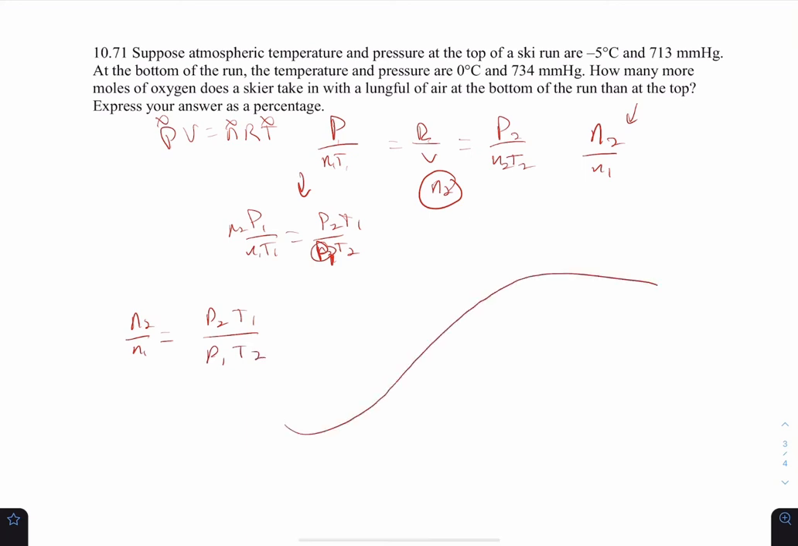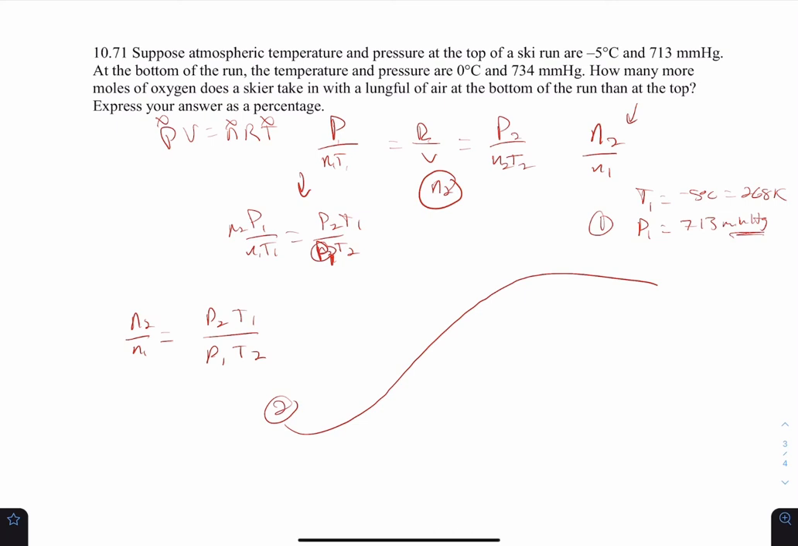Looking at the top of the run, I'm going to call the top situation 1 and the bottom situation 2. T1 is going to be -5 degrees Celsius, but I never use Celsius. I have to put this into Kelvin, so that's 268 Kelvin. And then my pressure up here is 713 millimeters of mercury. Now, you could change this into atmospheres, but I'll show you why in a second. You don't actually have to change this unit.